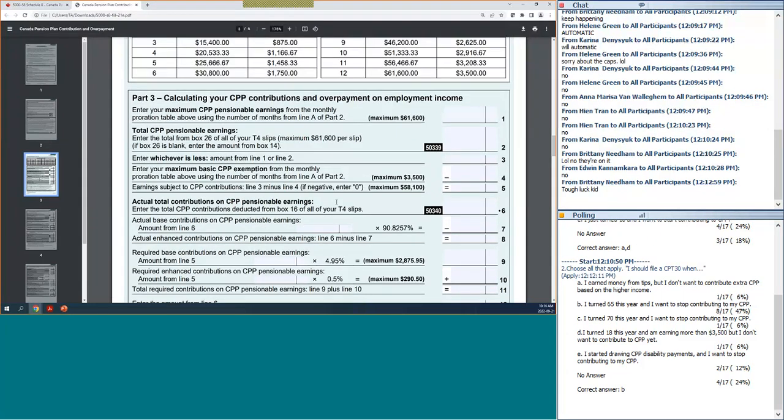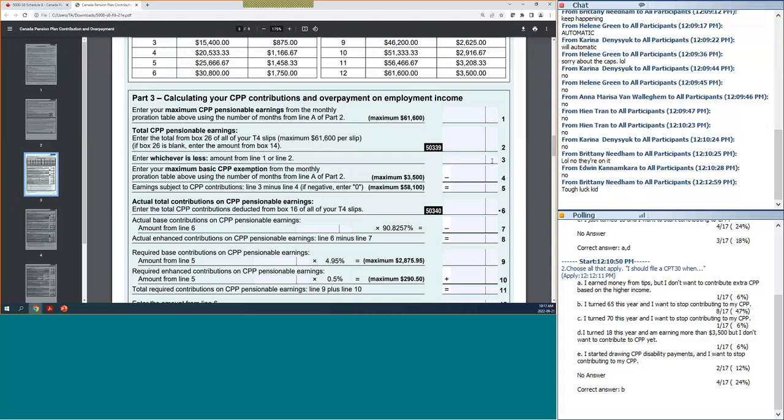So for part 3, remember you need to know how much you actually contributed and how much you were supposed to contribute. This is going to do all of that for you. If you read it carefully and you give it the information it wants, you will always get the right answer. If you guess at what number it thinks it wants, you're going to get it wrong. So they want your maximum CPP pensionable earnings. You're going to use the maximum of $61,600, and you might have to prorate that. We'll talk about proration. That's the most you can contribute. Your total CPP pensionable earnings is your box 26. So your T4 box 26 is going to go on that line.